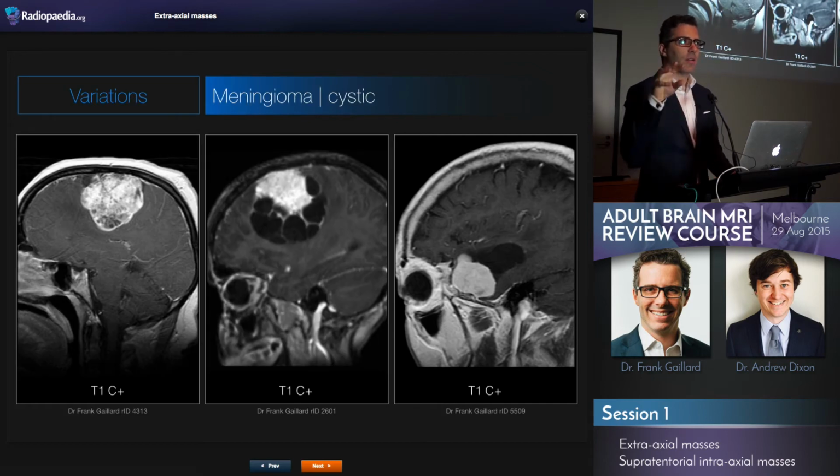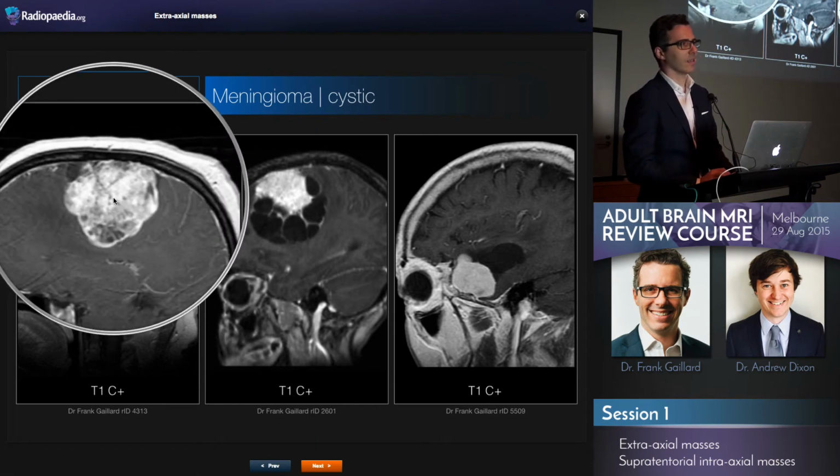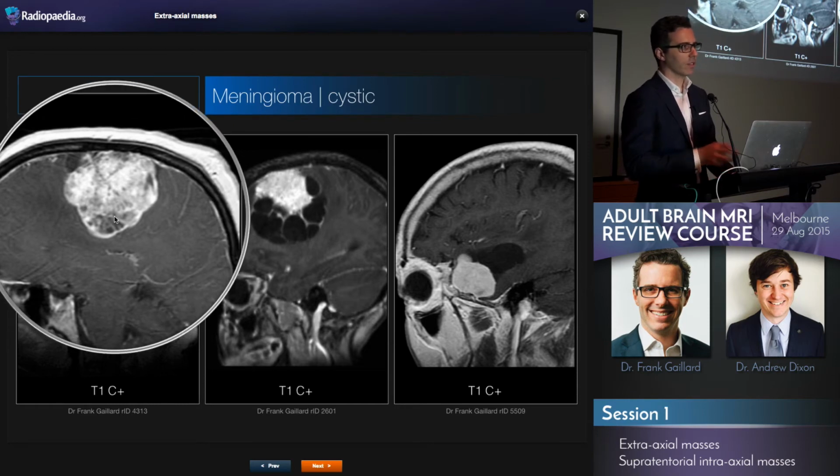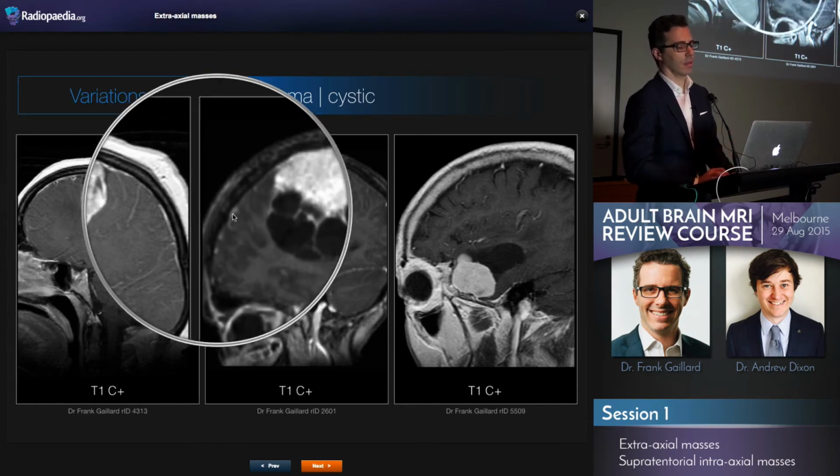Having said that, we are lulled into a false sense of security with meningiomas because they all seem to look the same, but there are a number of variants that you need to be aware of. So the first one is that meningiomas can on occasion be cystic, and there's sort of 4 types of cysts that you can see with meningiomas. The first one is a meningioma that doesn't enhance completely and has lots of small cysts in them. This is not microcystic, it's just small cysts.